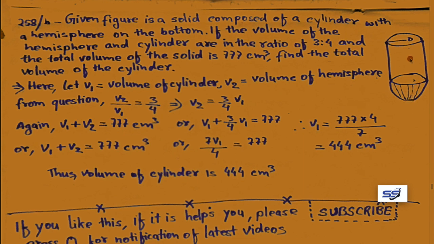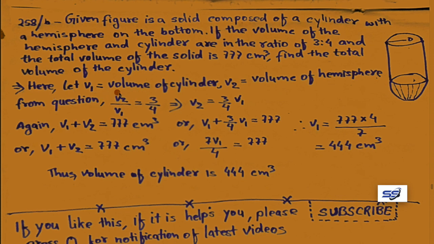Here two solid figures are composed, combined to form a single figure. Here the upper one is cylinder and the lower one is hemisphere. Both hemisphere and cylinder are joined to form a single figure. So in this single figure, with some information provided in our question, we will find out the total volume of cylinder.